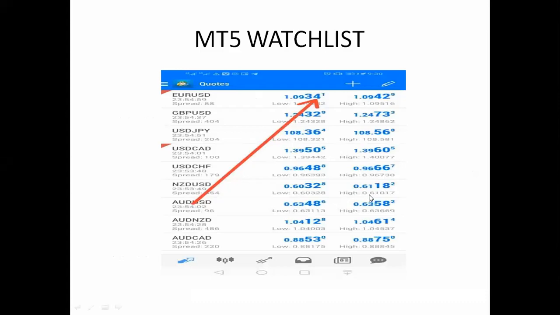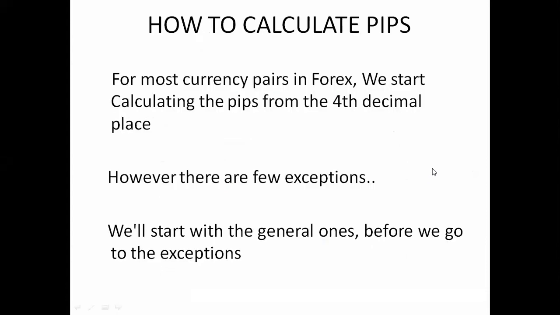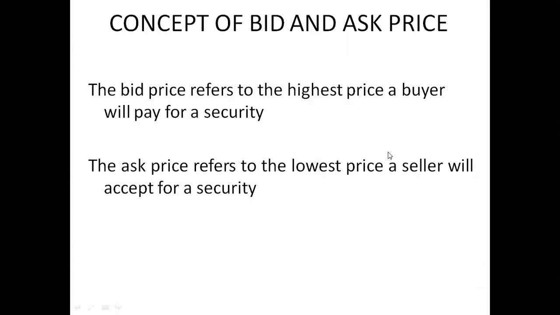Let's move on. So what I'm trying to say here is that this is the first one. You see, we have two figures here, right? The first one is called the ask price, while the second one is called the bid price. Now, the bid price refers to the highest price a buyer is willing to pay for a security. You get that? Then the ask price refers to the lowest price a seller is willing to accept for a security.